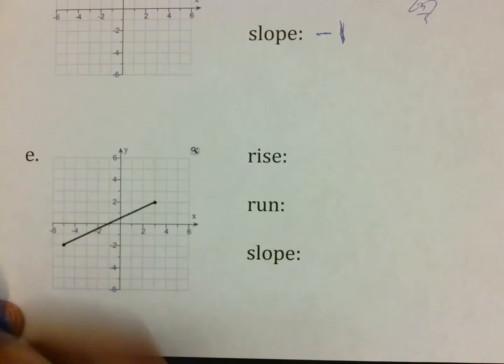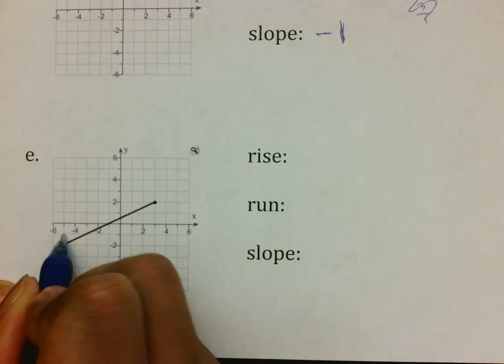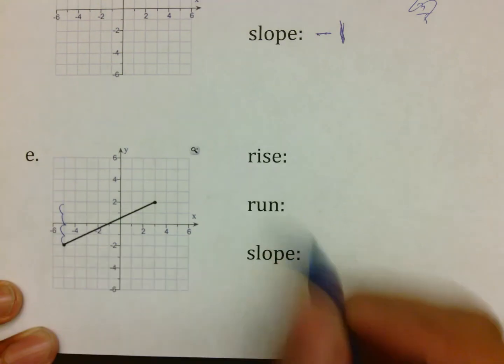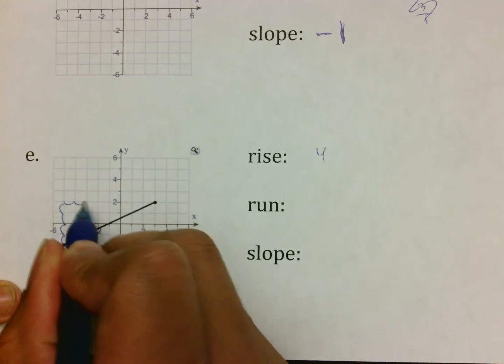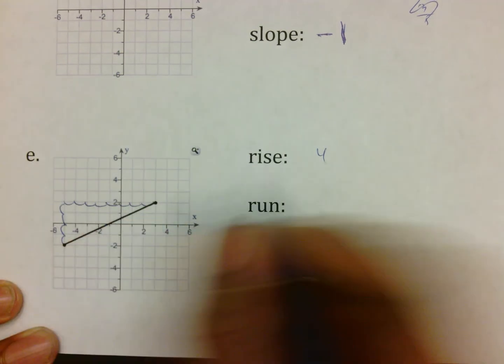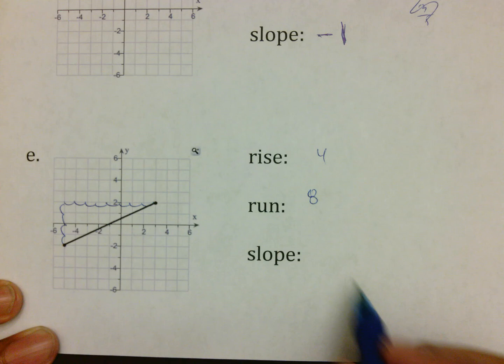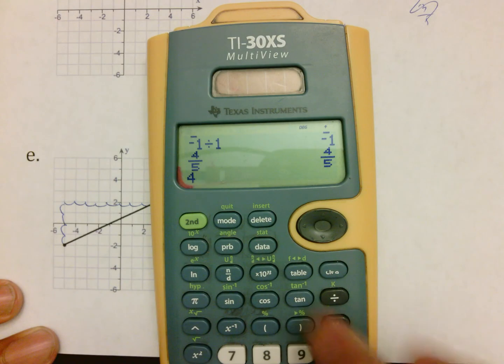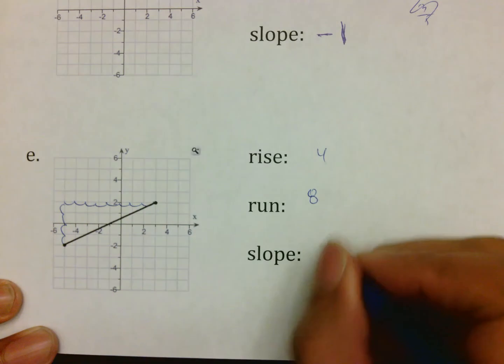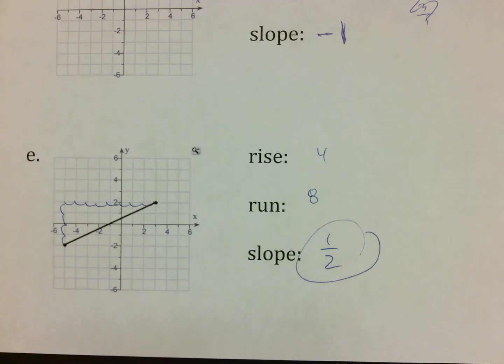And then the last one, again, starting from here, your rise is 1, 2, 3, 4. Your run is 1, 2, 3, 4, 5, 6, 7, 8. And again, whatever you do, if you type in 4 over 8 and it says you're wrong, just try doing 4 divided by 8 and doing what we learned yesterday, which is to convert that to 1/2.